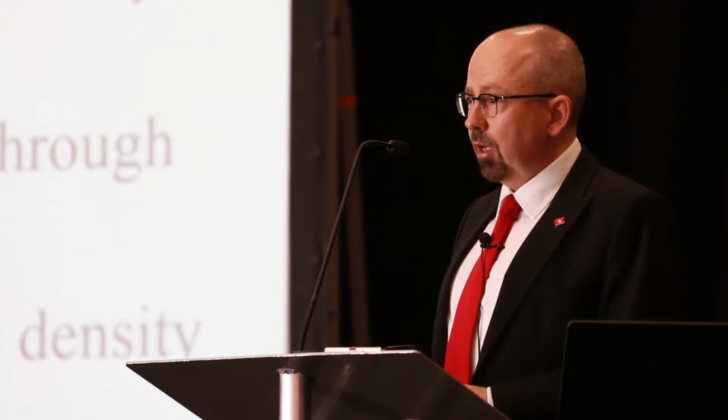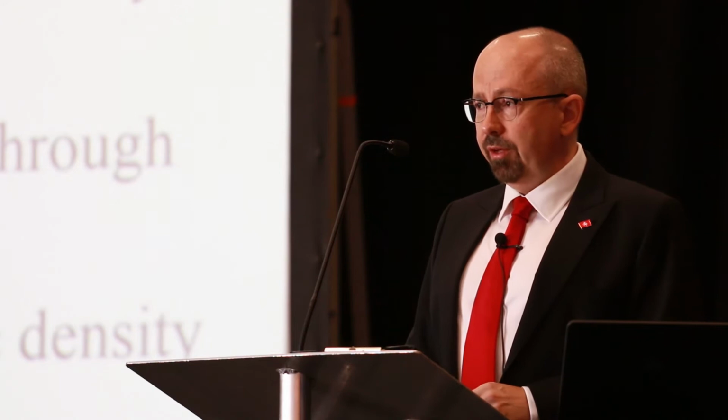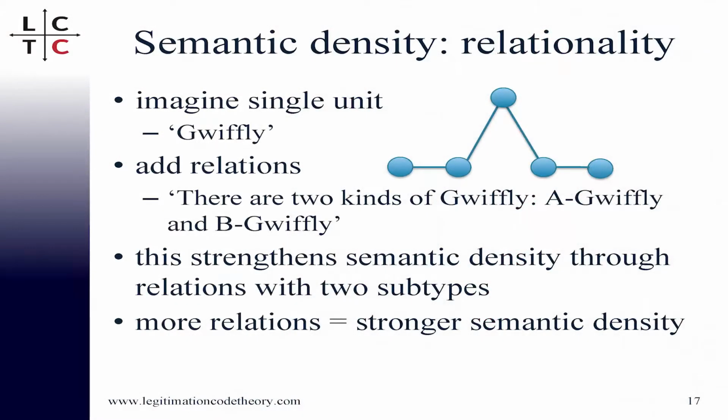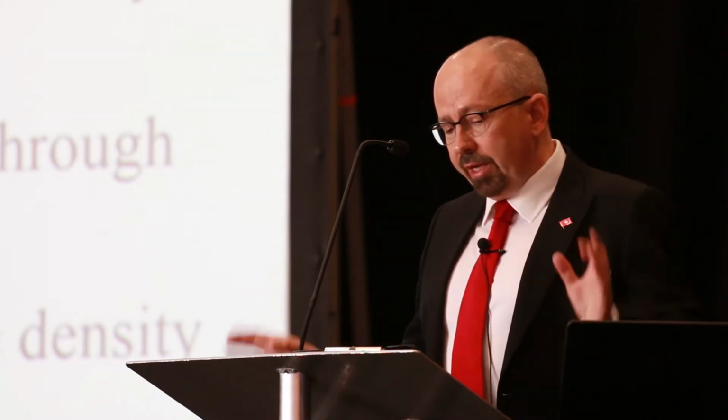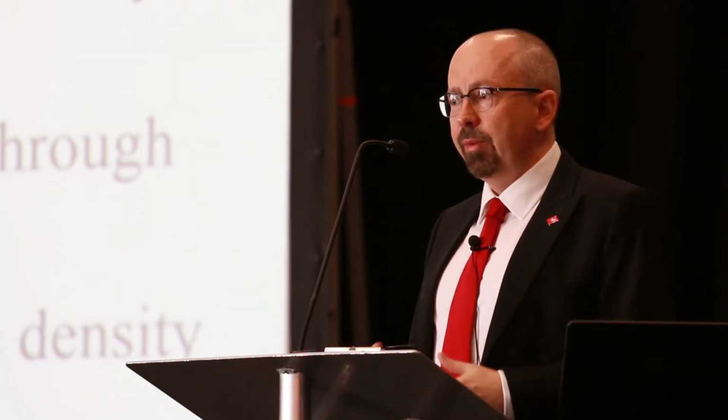Imagine a single thing, a single unit called a gwyphli. A gwyphli is a word that I've made up. It means absolutely nothing. There it is, completely isolated, nothing at all. Now imagine I say there are two kinds of gwyphli. There are A gwyphlis and B gwyphlis. So I've introduced two new terms and I've said that they're subtypes. I've described a little taxonomy of gwyphlis. And if I start going on to say that A gwyphlis are mammals and B gwyphlis are birds, we start relating them out to more and more and more. This strengthens the semantic density of the term gwyphli. This is what's called in LCT building a constellation of meaning.